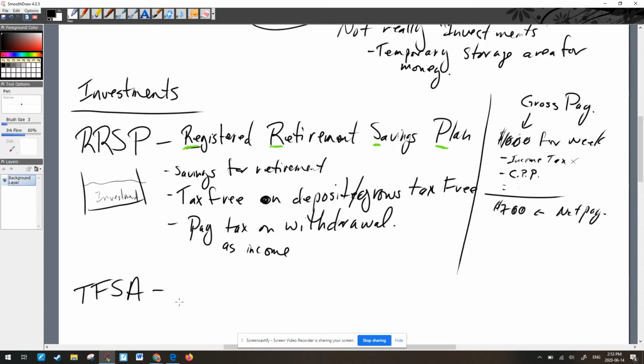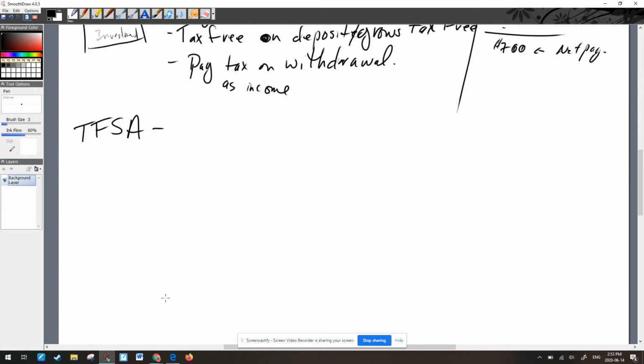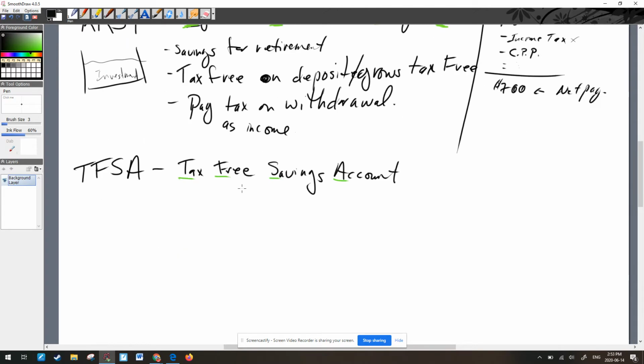A TFSA, again, that's a relatively new thing in the grand scheme of the financial world. TFSA is a tax free, not tax tree, a tax free savings account. Okay, so a tax free savings account, meaning, of course, that it's sort of similar to an RRSP, but it's kind of backwards. So a tax-free savings account, the way that it works is you deposit after tax dollars. Okay, so we put in after tax dollars.